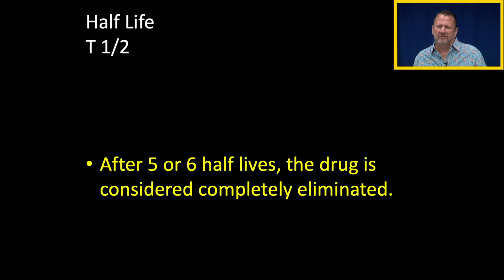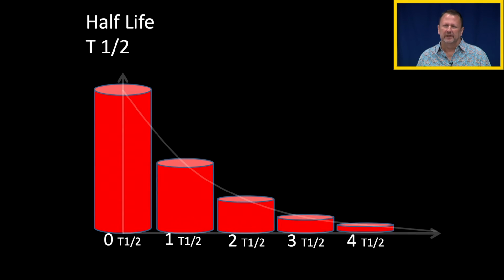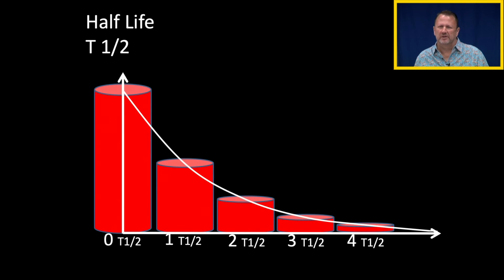Well, after 5 or 6 half-lives, we give up, and we just consider the drug to be completely eliminated. 5, 6, depending on who you're arguing with. All right, so after 5 or 6 half-lives, we consider the drug to be completely eliminated. But what I wanted to show you is that the rate of elimination quite simply depends on concentration. So by definition, a drug with a half-life is a first-order elimination process.